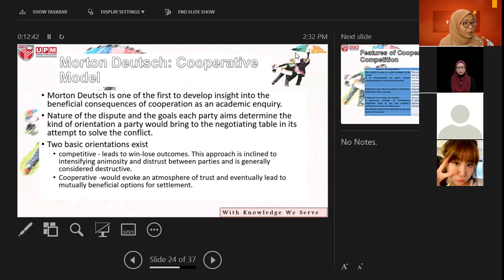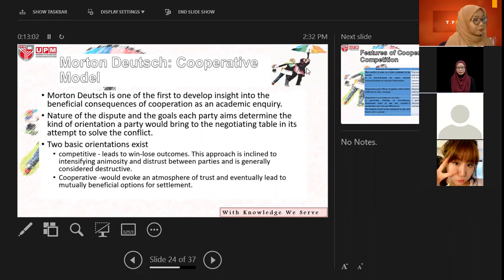Okay. So it says here, the nature of the disputes and the goals each party aims for determine the kind of orientation. Hold on. Let me look at what is in the chat. Baidu, I see. Baidu.